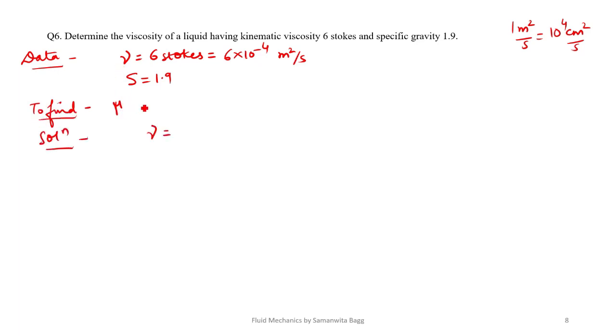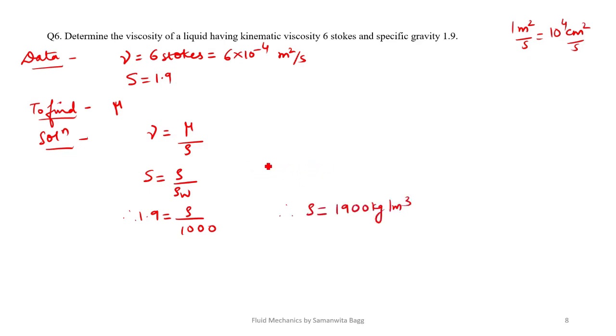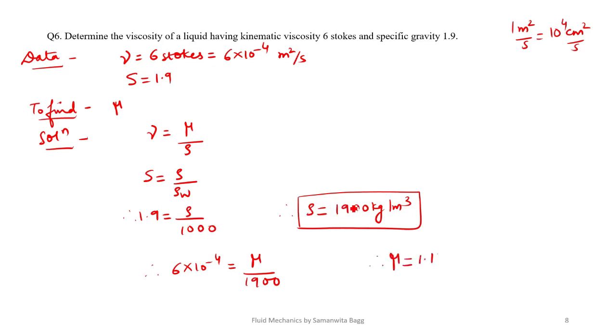We know nu is equal to mu upon rho. The value of nu is already known. I need to calculate rho. When S is given, it is very simple to calculate the rho value. So 1.9 is rho upon rho of water, 1000. Therefore, rho is 1900 kg per meter cube. When I substitute this in this equation, I have 6 × 10^-4 is mu upon 1900. When I cross multiply, I get mu as 1.14 Newton second per meter square.